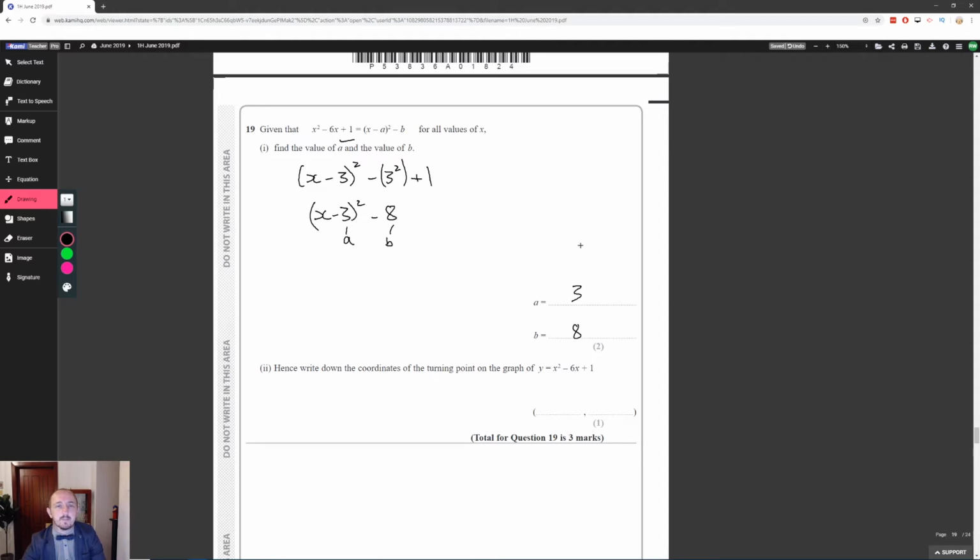Okay, the turning point of this, when we plot this, is the opposite of the negative 3, so plus 3, and the minus 8 down there. So minus 8 and 3 would be the turning point of that curve. So 3, negative 8.